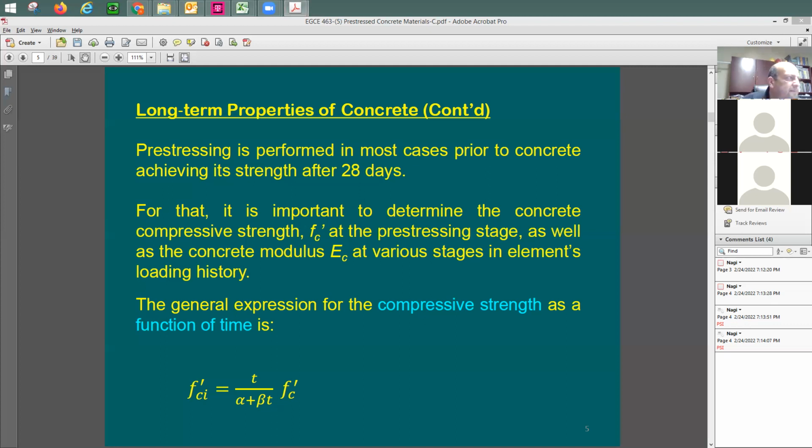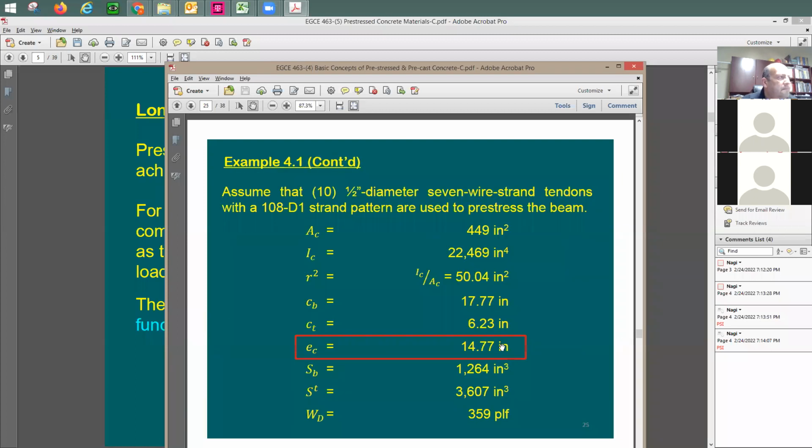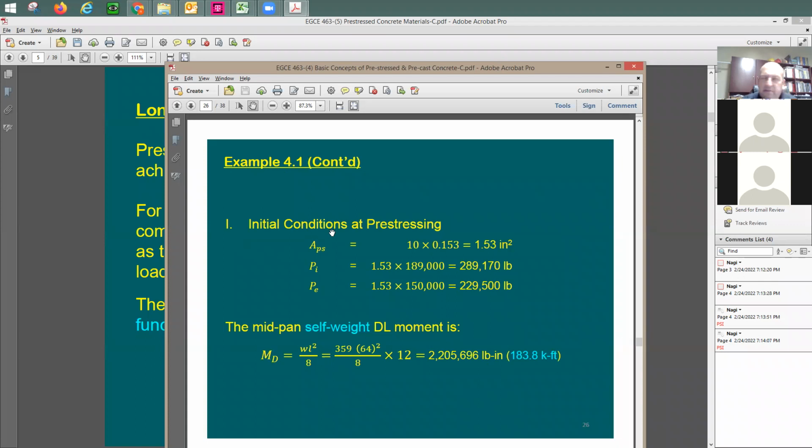So I'm going to put it right here. The previous slide said we have two conditions. We have one check at the initial condition, pre-stressing. Sometimes you call it instantaneous. The pre-stressing force is going to be P sub I, and then at the end it's going to be the effective. We said that the strength we used here was 270 KSI. At the time of pre-stressing, we're going to be pre-stressing to nearly 190 KSI. Later on, some losses are going to take place, and it's going to drop down to 150 KSI as the effective pre-stress.